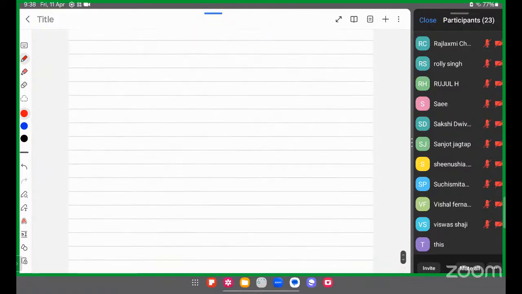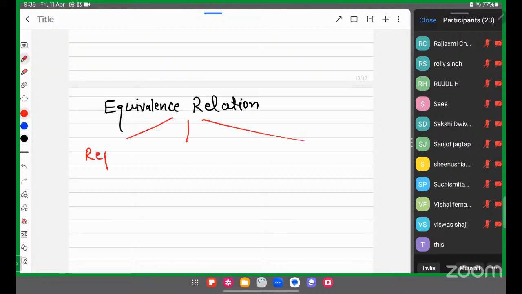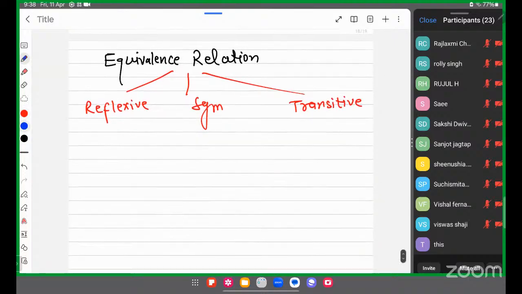Understood sir. Okay. Now the last point we are left with is equivalence relation. What is the equivalence relation? Equivalence relation is a relation which is reflexive, which is symmetric, and which is transitive also. So if I have a relation which is reflexive, symmetric, and transitive, then this relation is said to be an equivalence relation.